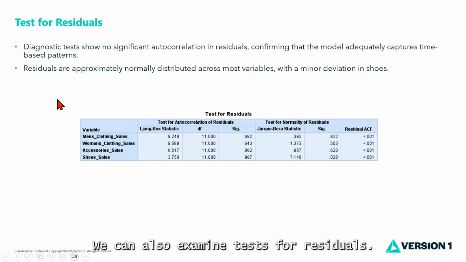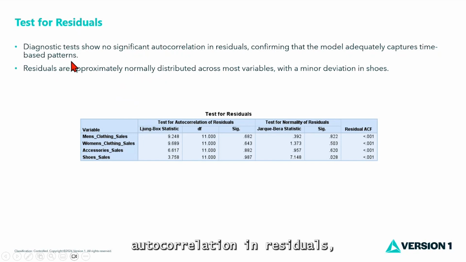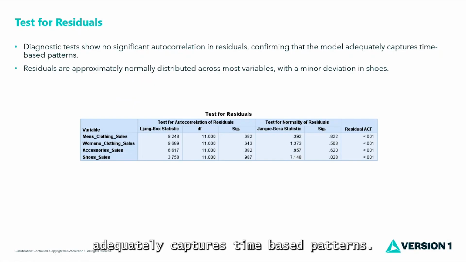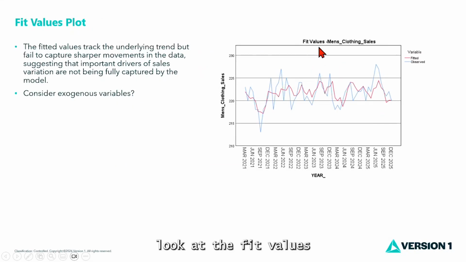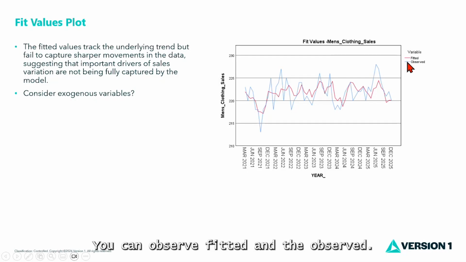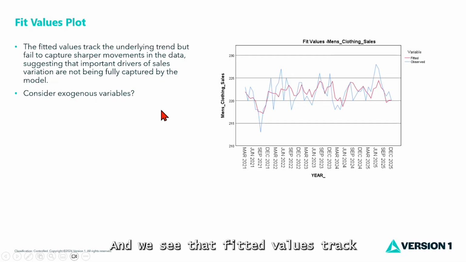We can also examine tests for residuals. Now, these tests show no significant autocorrelation in residuals, and this confirms that the model adequately captures time-based patterns. Residuals are approximately normally distributed across most variables, with a minor deviation for shoes. Now here we can look at the fit values plot for men's clothing. You can observe fitted and the observed, and we see that fitted values track the underlying trend, but fail to capture sharper movements in the data.